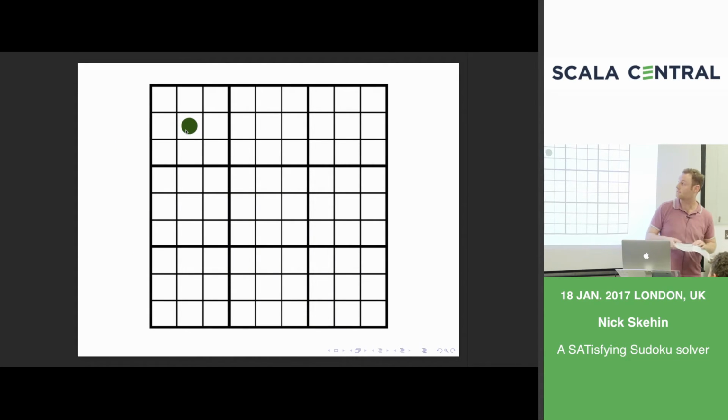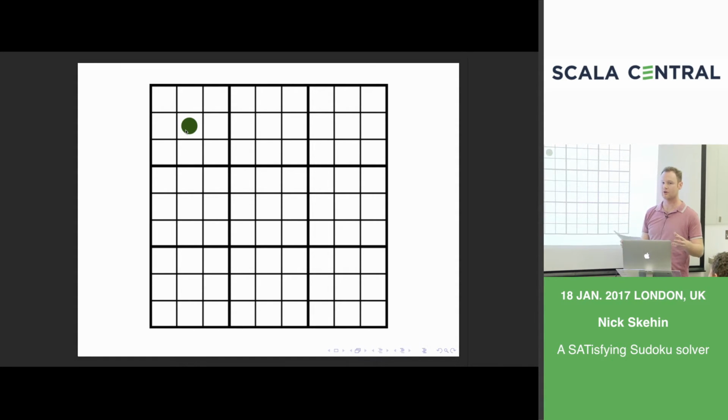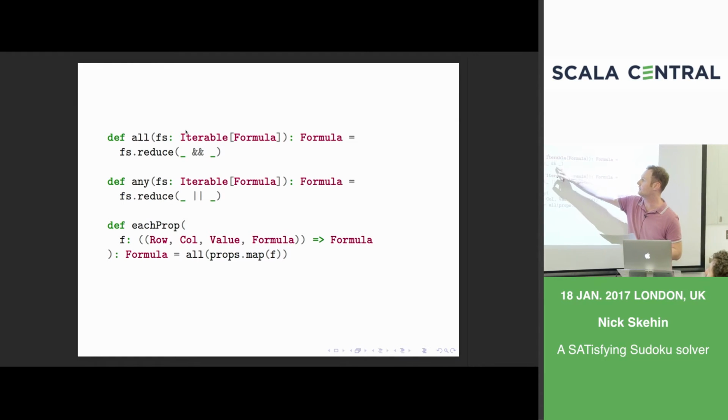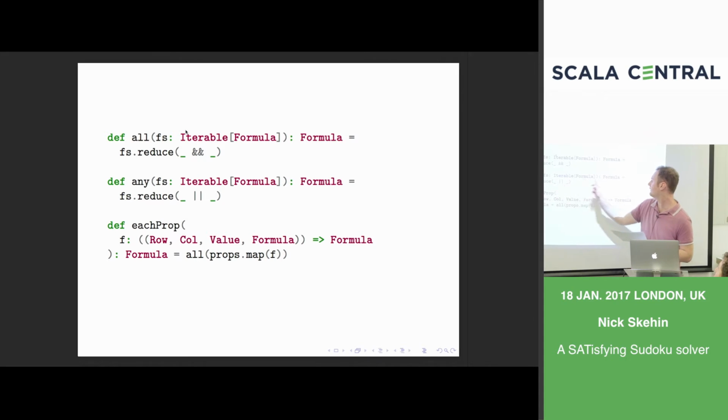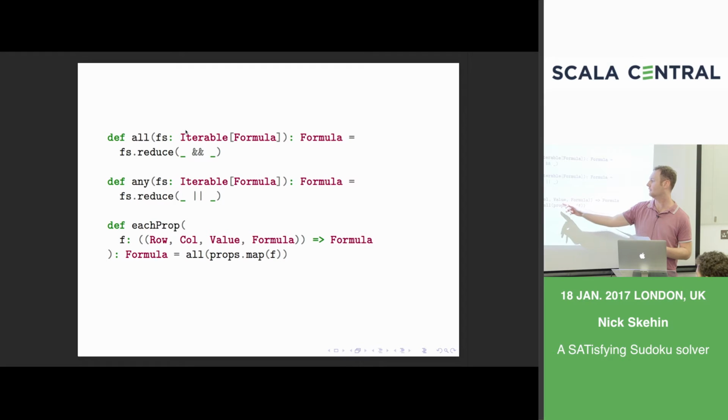Next, we need to think about what constraints affect a single square, because we've got the atomic propositions, but we need to encode the rules of Sudoku in our language. First up, we need some helpers. This one takes a sequence of formulae and puts an and between them. This one, any, takes a sequence of formulae and puts or between them. Finally, it's often useful to say something about every combination of row, column, and value. So we might want to say that the formula for every cell implies some other formula, and this just lets us do that.